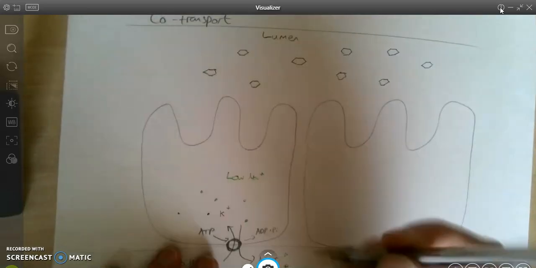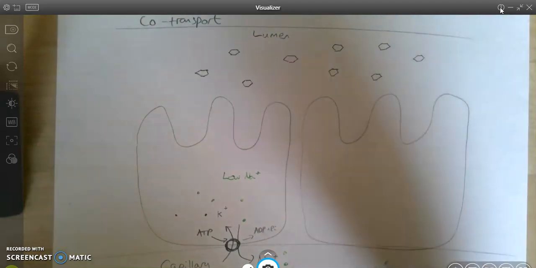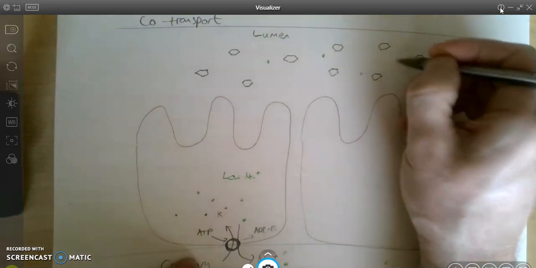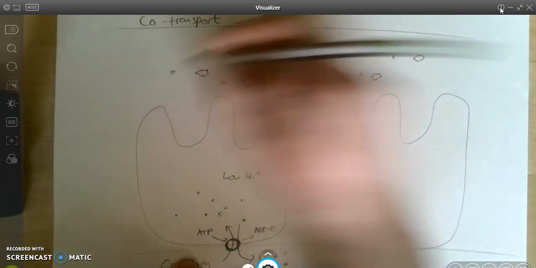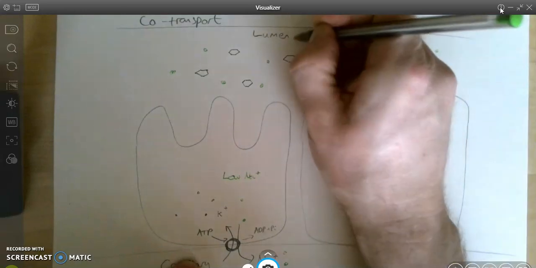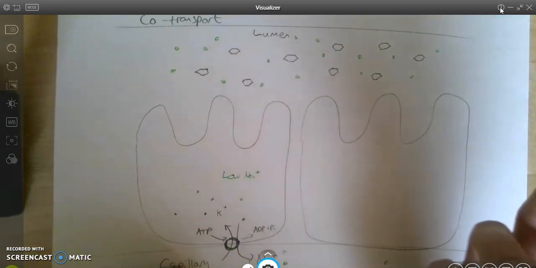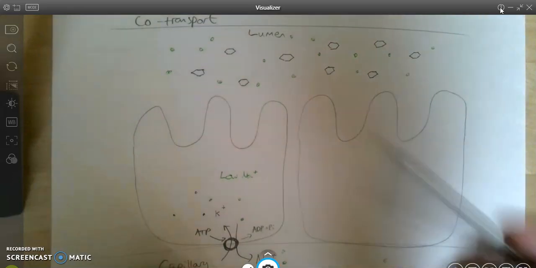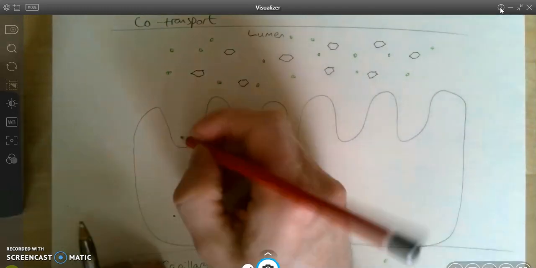By removing sodium, you set up a concentration gradient, because the food and drink we consume always contains sodium ions. It's a component of salt, sodium chloride. It's just on and in everything we do. So there's going to be absolutely tons of sodium ions up here. Now that we've established a concentration gradient, we can use it like a store of potential energy to drag glucose into this cell. And if we're going to do that, we need a special protein.